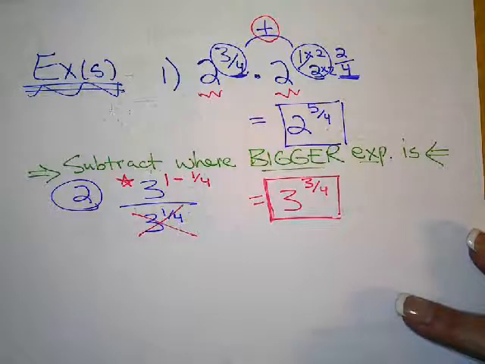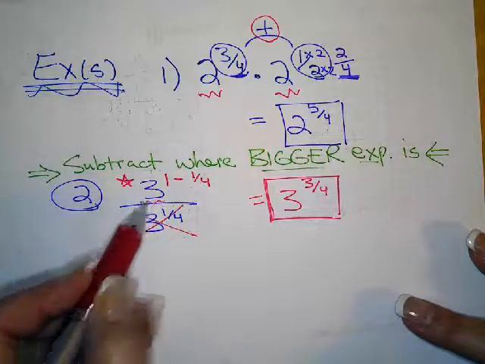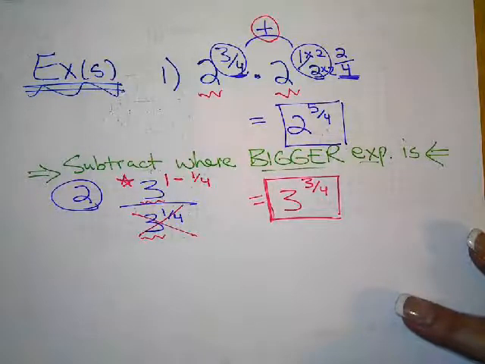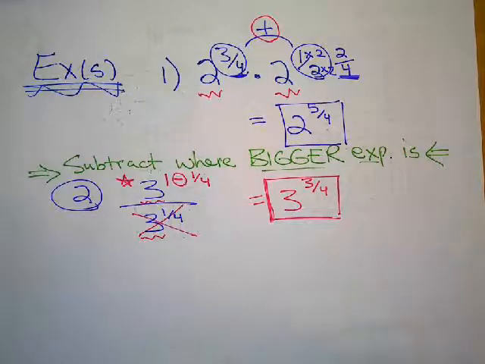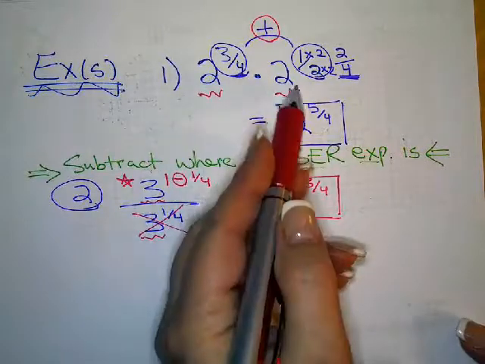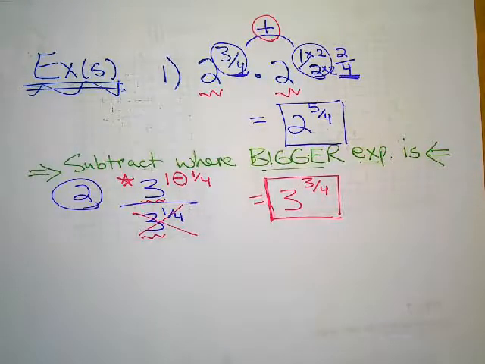Questions? Again, making sure that yes, you have to have like bases in order to use these rules of adding or subtracting. If you're dividing, you're going smaller, so it makes sense we would subtract. Multiplying, you're going bigger, so it makes sense we would add. Going on.